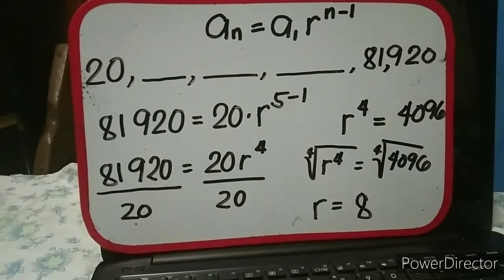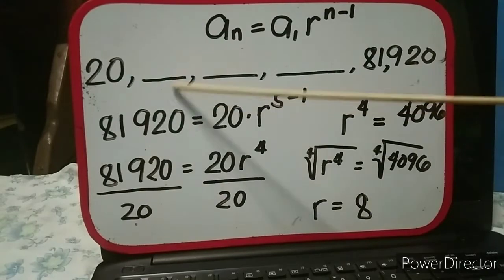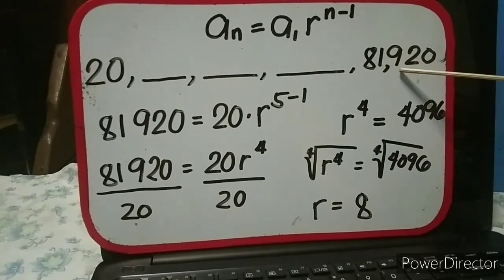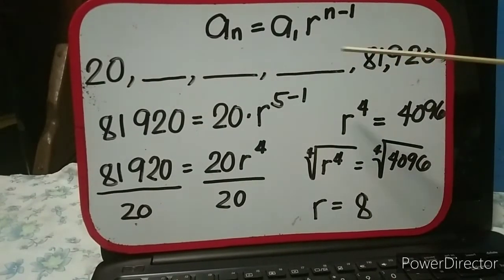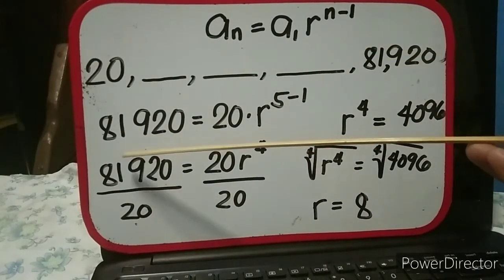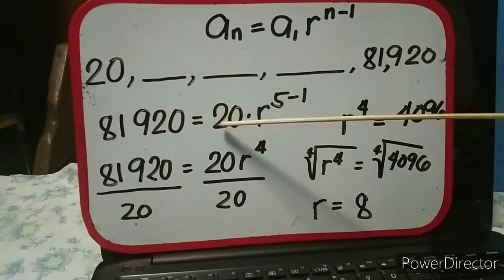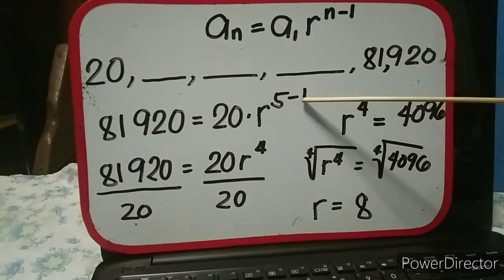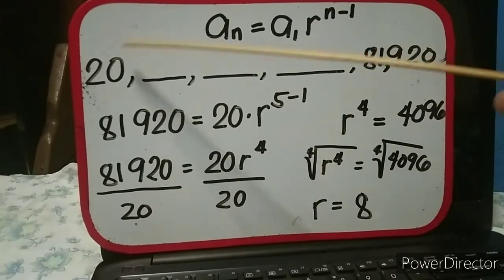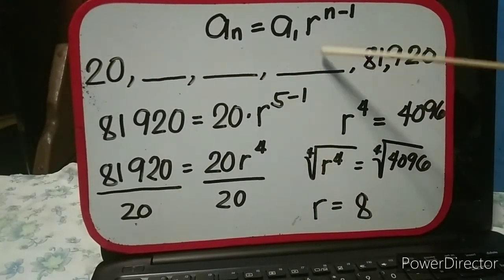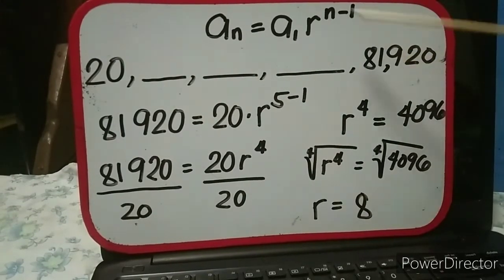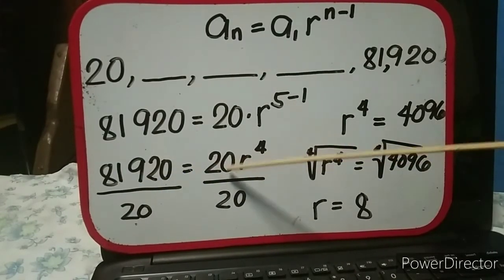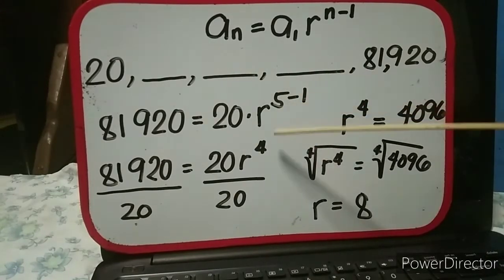In our next example, we're going to insert 3 geometric means between 20 and 81,920. By following the same formula, we have 81,920 equal to the first term 20 times r raised to the exponent 5 minus 1. The value of n is 5 because we have 5 terms: 1, 2, 3, 4, 5. Therefore, 81,920 is equal to 20r raised to 4, since 5 minus 1 is 4.